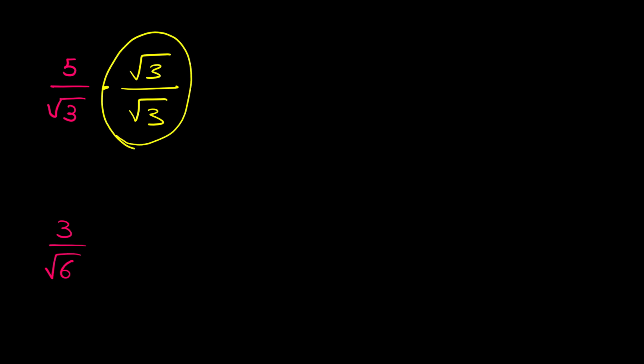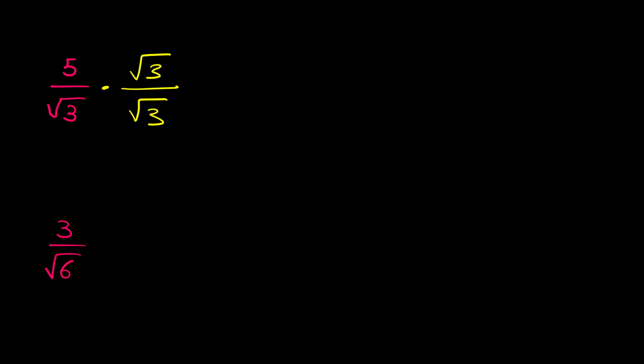This is the first example, 5 over radical 3. As you can see, we have a radical in the denominator, and we try to get rid of the radical. For doing this, we multiply numerator and denominator by radical 3. The reason is that by multiplying by this expression, which is 1, we do not want to change the value of the original expression. That's the reason we multiply numerator and denominator by an appropriate expression, which in this case is radical 3.